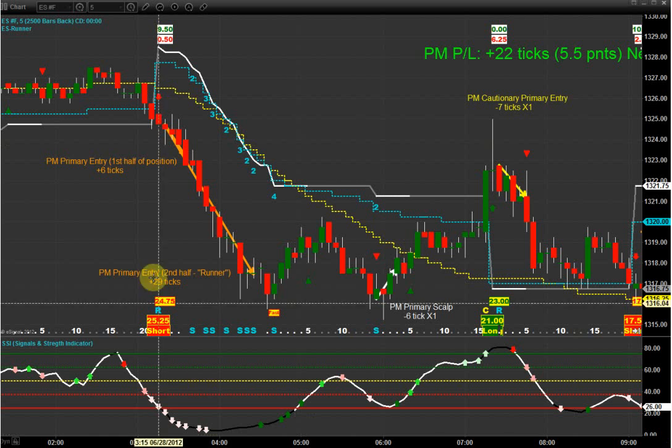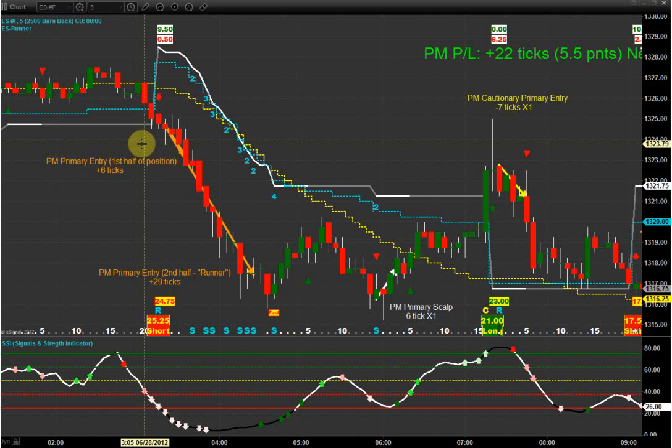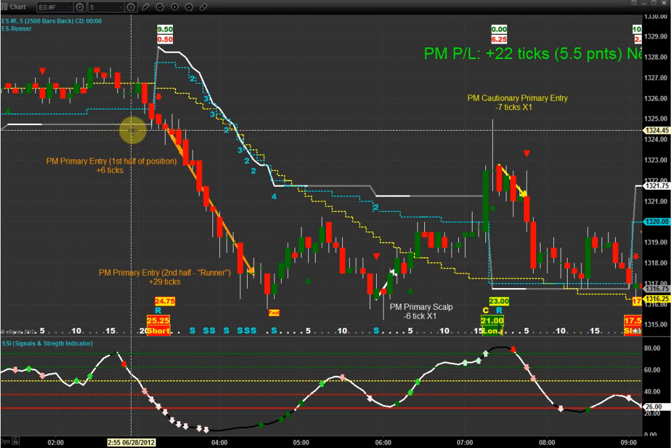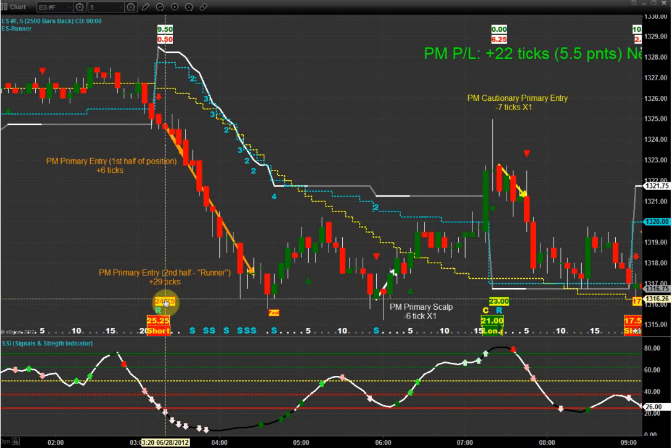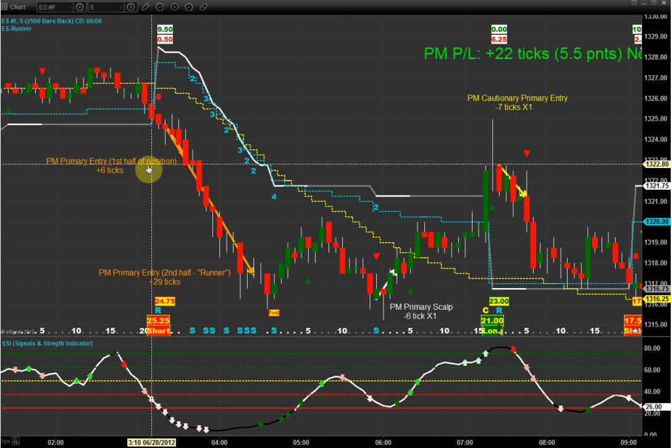On the pre-market ES, going from the open at 3 o'clock of the cash market open, we stay out of the first 15 minutes of the cash market open. This trade here at 24.75 entry was at 3:20 in the morning, therefore a qualified entry to take. The first half of the position is taken out as 6 ticks of profit.